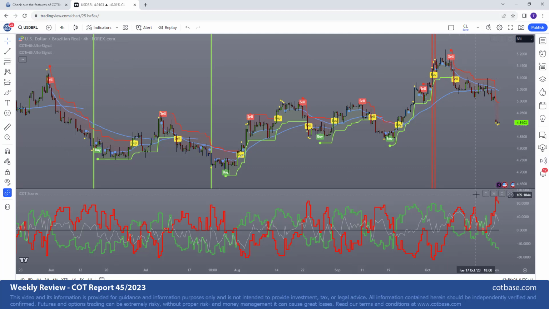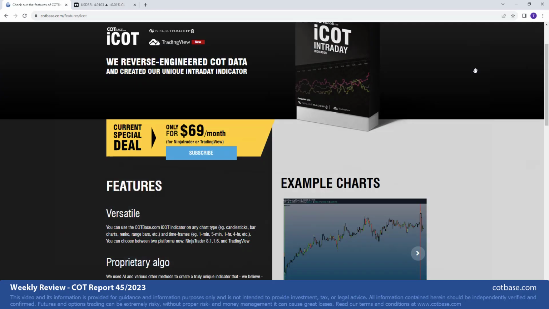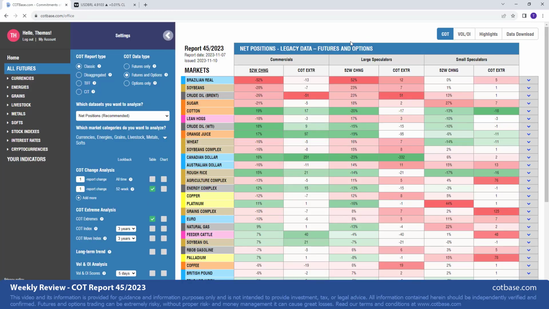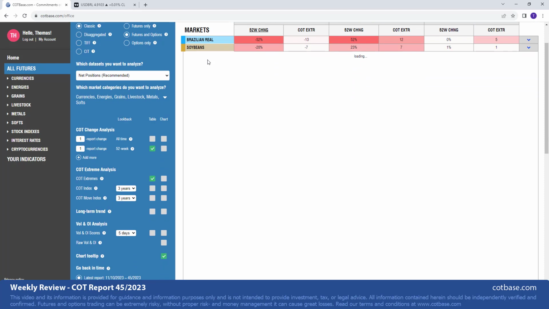So it's a very useful tool. This is, by the way, a 4-hour candlestick chart. The tool is created for intraday trading, so you can actually take it down into the very short time frames, but I'm showing it to you on this larger time frame because it is correlating with the analysis I just did on the Brazilian real. Let's move on and have a look at soybeans, which is our next market.